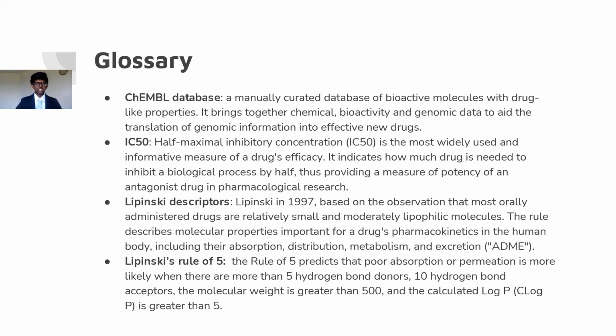And then IC50 is called the half maximal inhibitory concentration, and it is the most widely used informative measure of a drug's efficacy. This indicates how much of a drug is needed to inhibit a biological process by half, thus providing a measure of the potency of the antagonistic drug in pharmaceutical research.